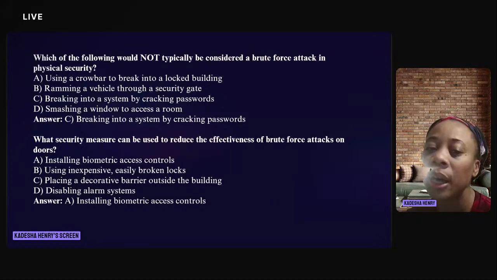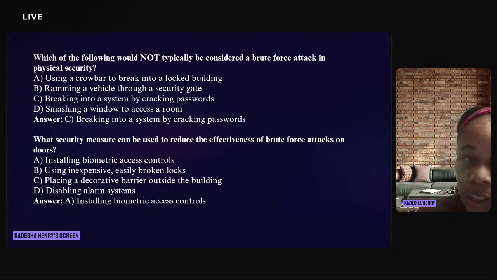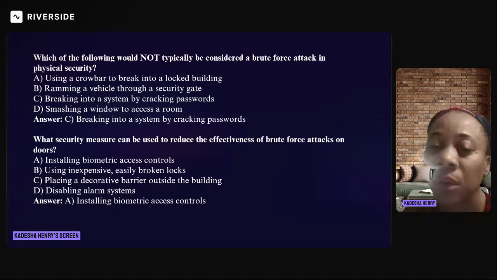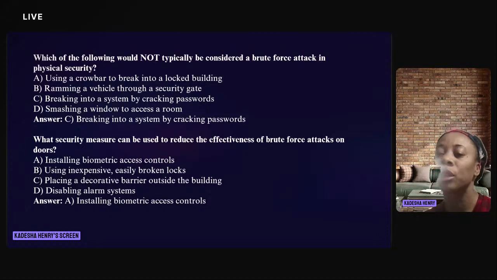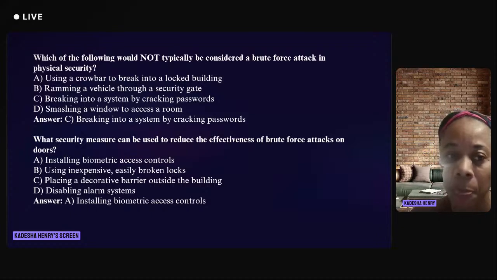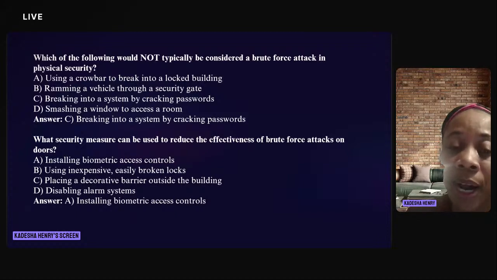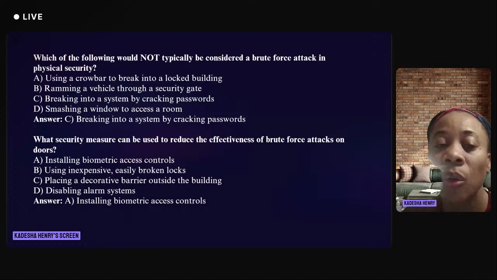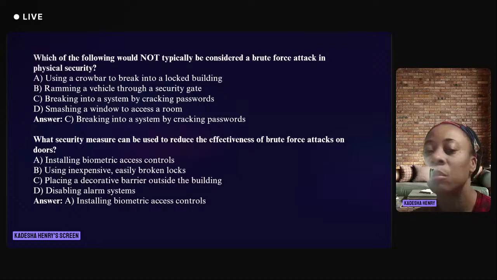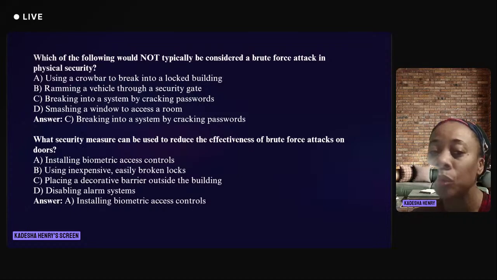Which of the following would not typically be considered a brute force attack in physical security? Using a crowbar to break into a locked building, ramming a vehicle through a security gate, breaking into the system by cracking a password, or smashing a window to access a room. And we will go for C. Breaking into the system by cracking a password, that's not a part of a physical brute force attack.